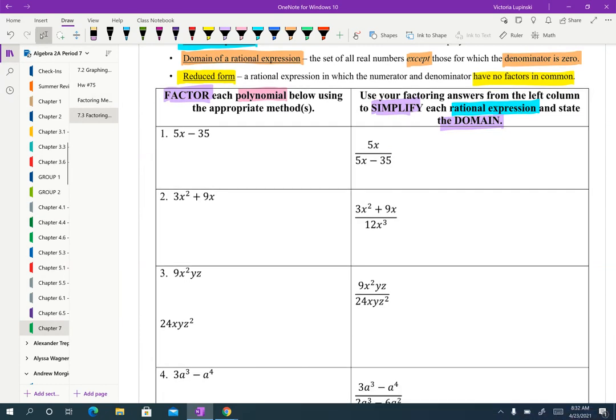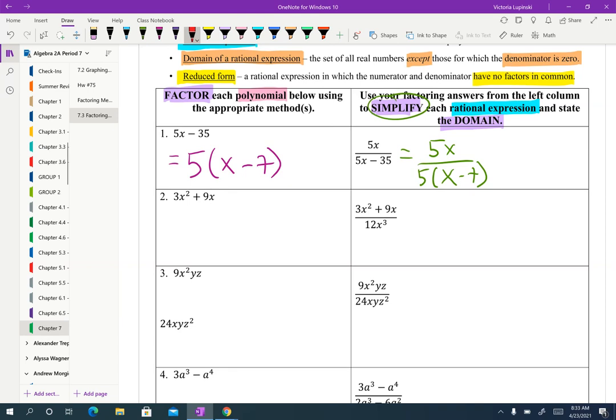So take a look over on the left-hand side, and you're given something that's actually pretty simple, 5x minus 35. In order to factor something like this, all you're going to try to do is factor out a greatest common factor. A greatest common factor of each term would simply be a 5. If you factor out 5, you're left with an x minus 7. So if you take a look now over on the right-hand side, you're going to take your rational expression. You are going to leave the 5x on the top, and you're going to rewrite 5x minus 35 in its factored version. After you factor and rewrite, you are trying to simplify.